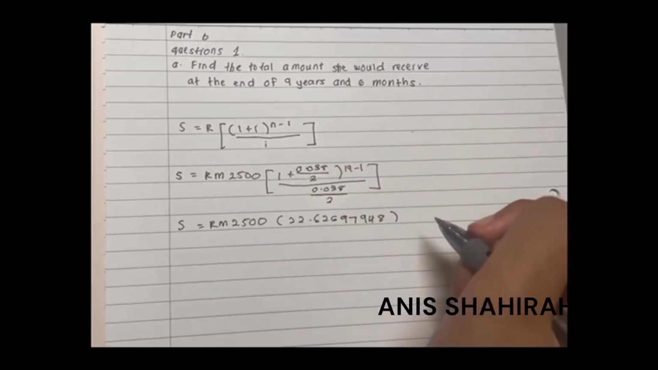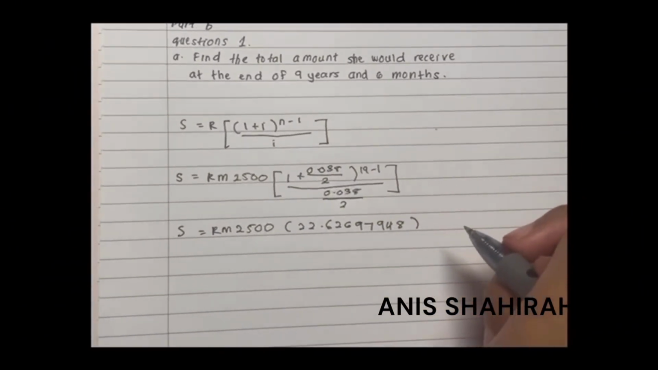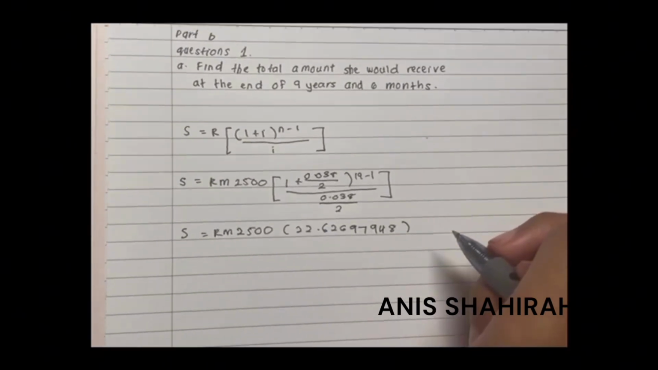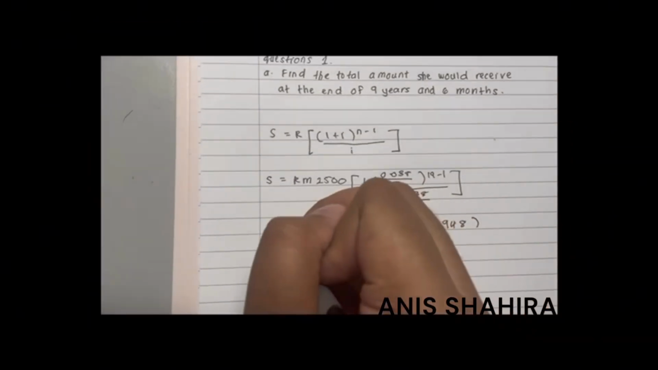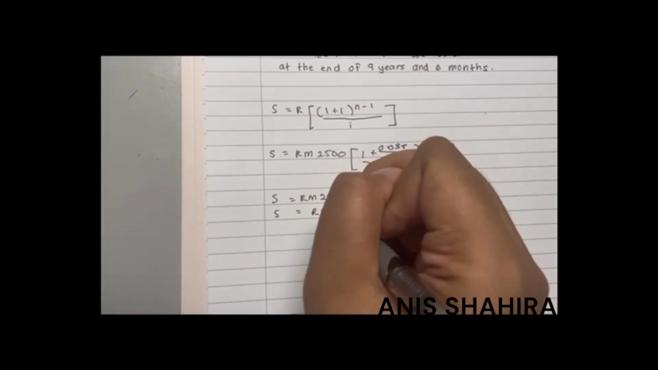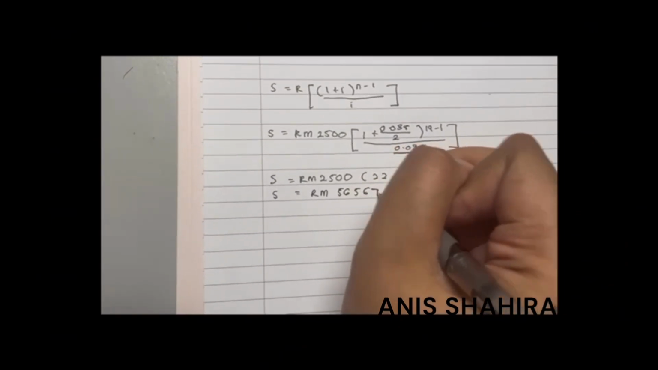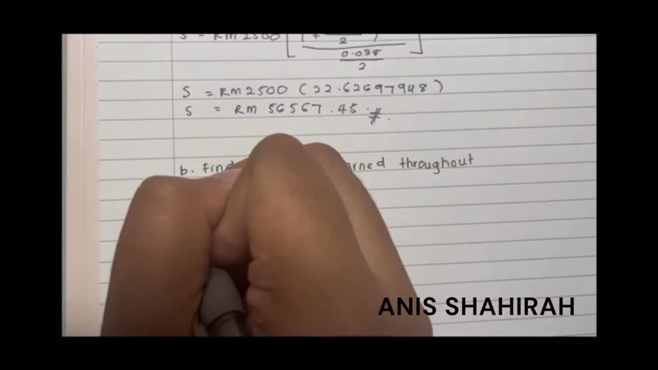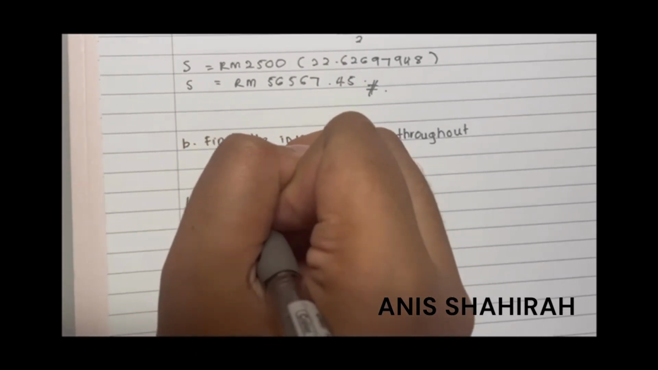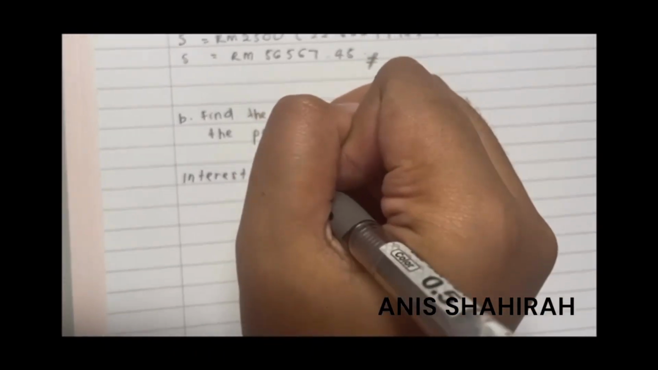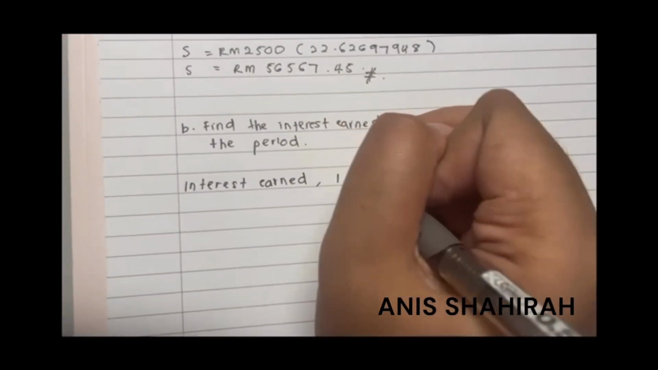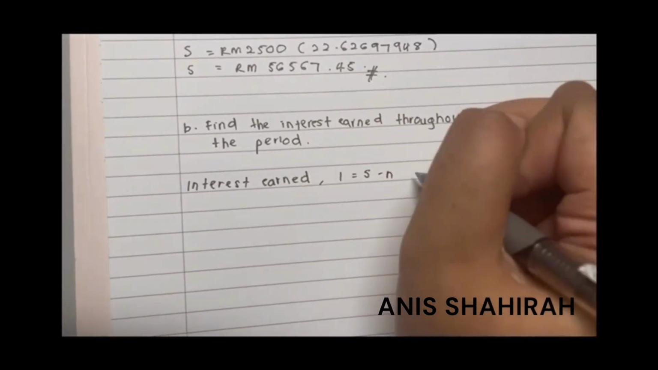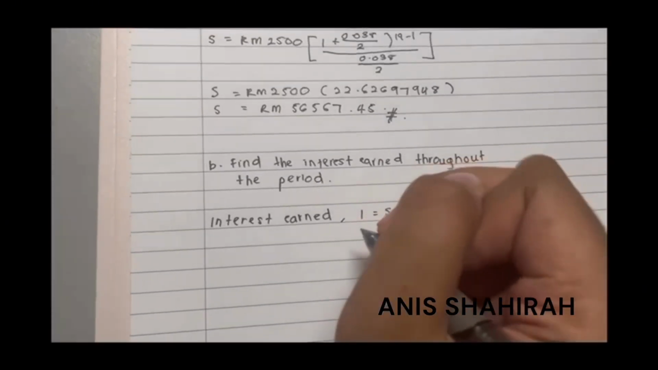Then we got S equal to 2,500 times 22.62697948. So the final answer is S equal to RM 56,516.45. Next, the question is we need to find the interest earned throughout the period. So the formula of interest earned is I equal to S minus nR.